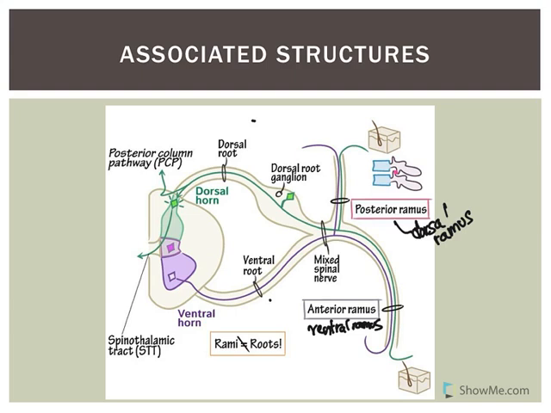So the difference is the posterior or dorsal ramus is carrying information to and from the spinal cord from structures in your back, say skin in your back, muscles in the back. The ventral ramus is bringing information to and from structures in your limbs, upper and lower limbs, and your anterolateral body wall. So these are mixed. These are branches of your spinal nerves.